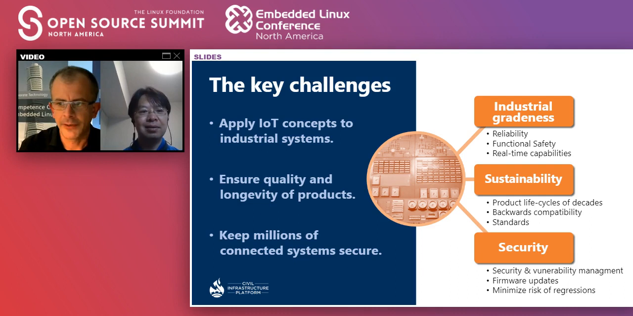Okay, let's go to the next slide. So this summarizes basically what are the challenges. So we talked about industrial grade systems, reliability, sometimes functional safety, and real-time capabilities. And then we have to build sustainable software stacks. So systems are living for decades, not for years. We have to ensure backwards compatibility.